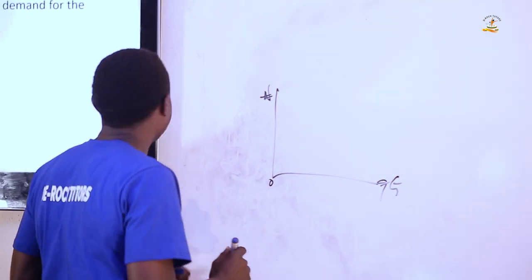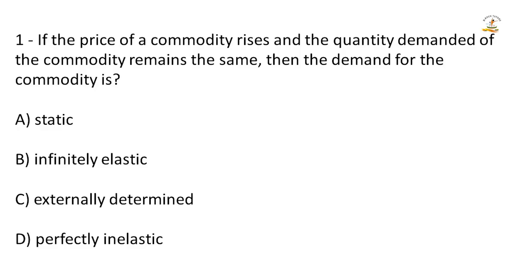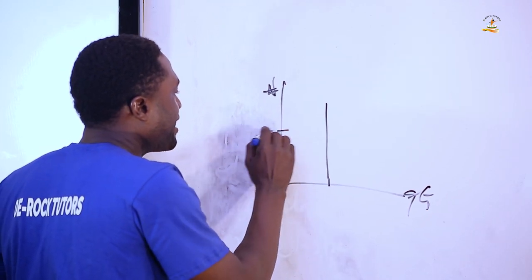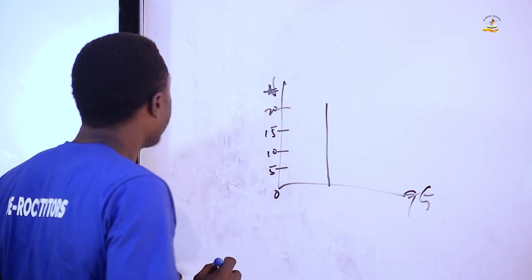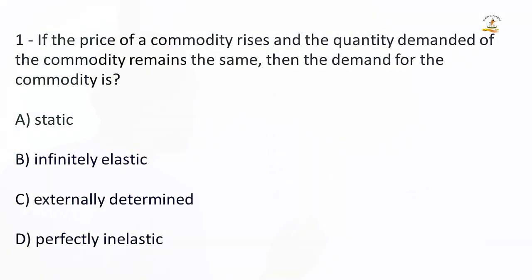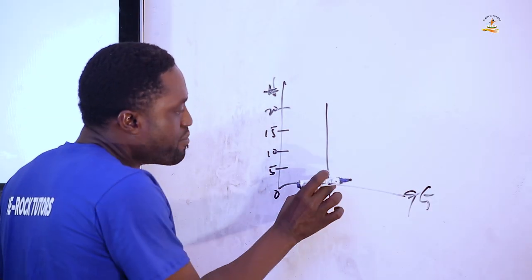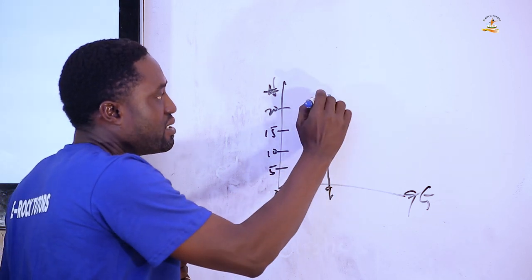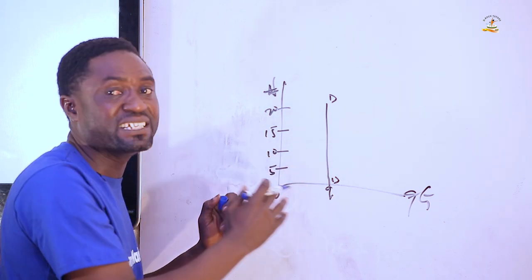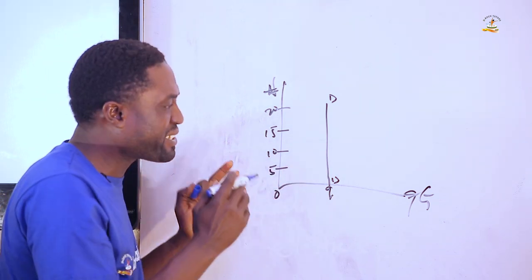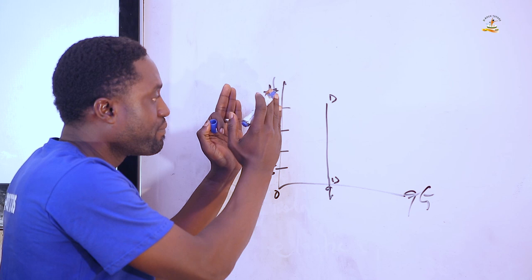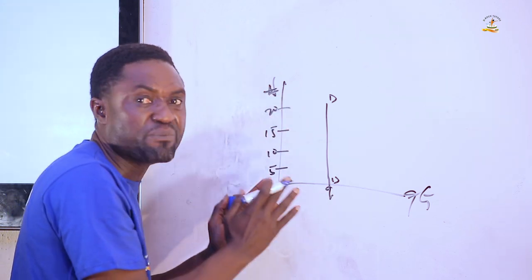This is the origin. And from the question, if the price of a commodity rises, this is 5 naira, this is 10 naira, this is 15 naira, this is 20 naira. And the quantity demanded of the commodity remains the same. This is the quantity. It remains the same while the prices increase. Now, if you see this kind of diagram, it is perfectly inelastic demand, because as the price is changing, the quantity demanded remains the same.